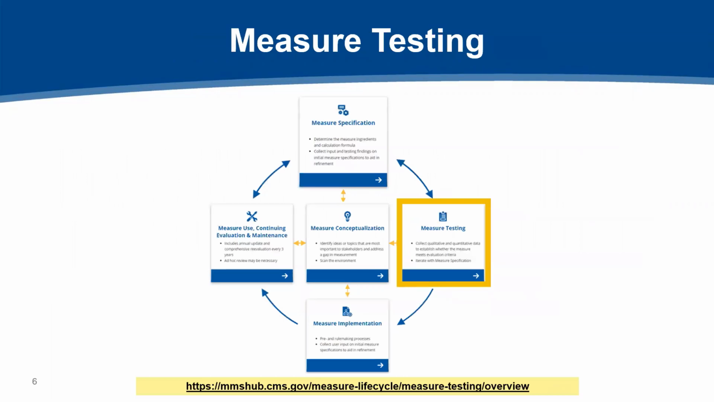Before we dive into that list of challenges, I did want to locate us in the measure lifecycle. What you're seeing on the screen now is a diagram that's on the MMS Hub. And you can see the measure testing box highlighted in yellow there on the right. I'll point out here that measure testing has a bidirectional relationship with measure conceptualization, and that we have it situated prior to measure implementation. I'll also note that there's a bidirectional arrow connecting measure specification and measure testing in the diagram.